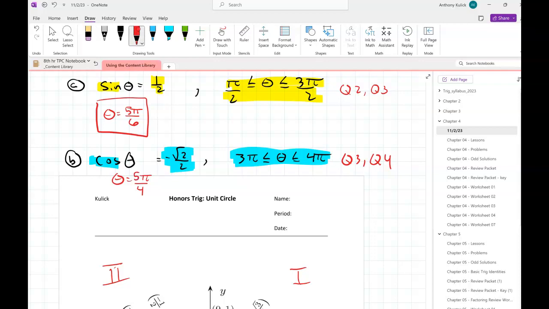Now if I check, is 5 pi over 4 in between 3 pi and 4 pi? 1.25, not between 3 and 4, right? Oh no, what should I do? Add 2 pi because it's too small, needs to get bigger. To add those two things, I'll make a common denominator. I'm going to skip showing the work for the common denominator. Is that okay with everybody? We're good? That gets me 13 pi over 4, or 3.25 pi. That's in between 3 pi and 4 pi. So that answer is good. Everybody feeling all right so far?